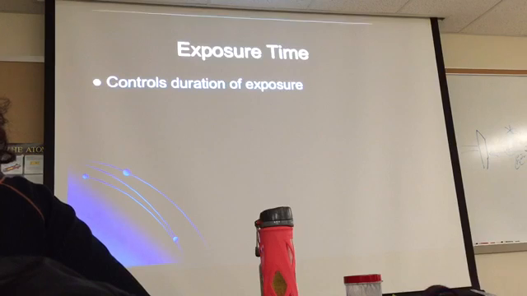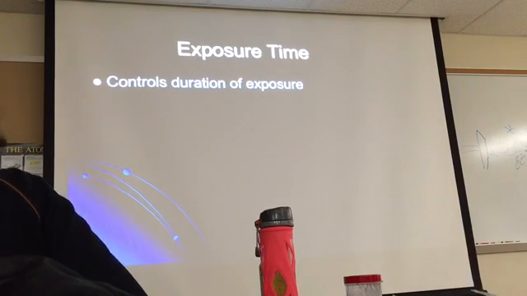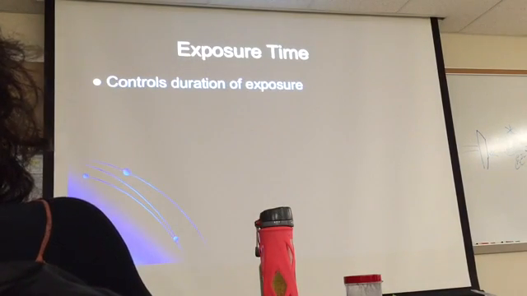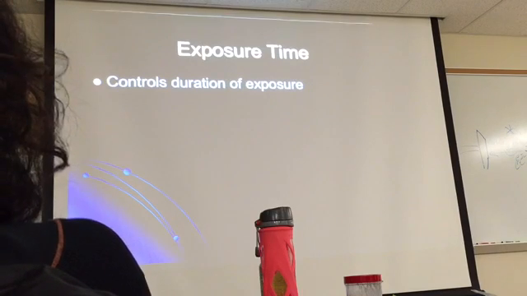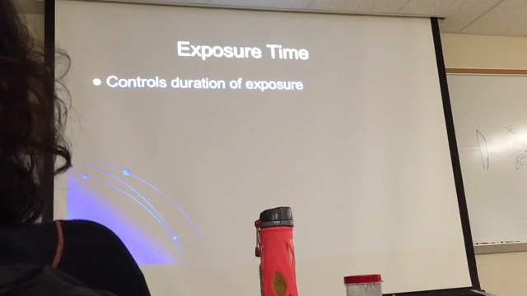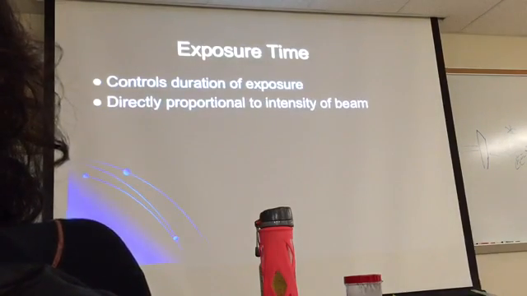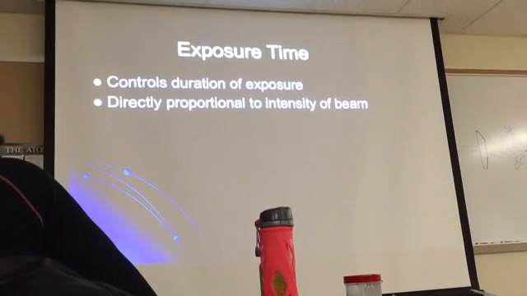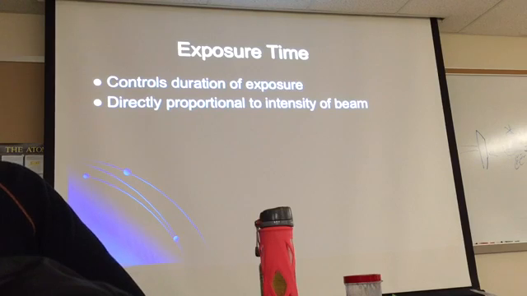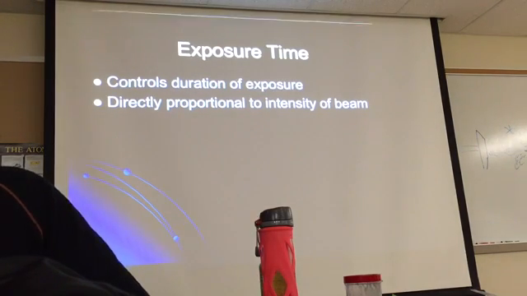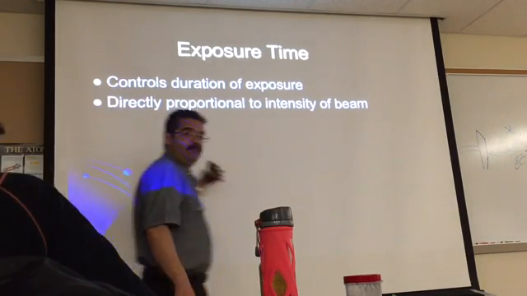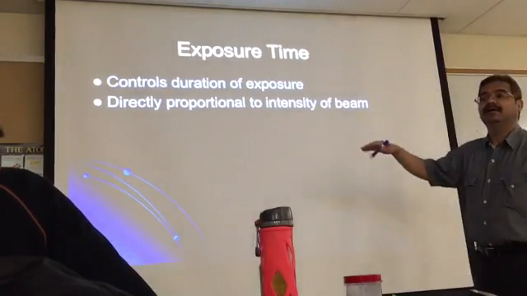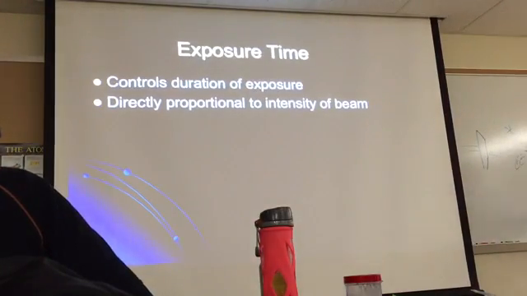Okay. Right. Now, time controls the duration of the exposure. How long are you going to allow the electrons to flow? Okay? And so it's directly proportional to the intensity again. You double your time, you're going to have double the amount of photons. Cut the time in half, you will cut the amount of electrons in half. Make sense?